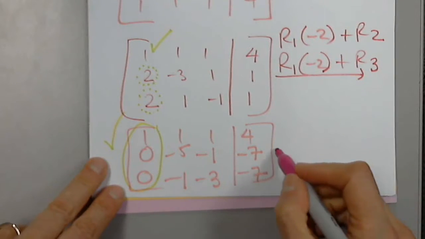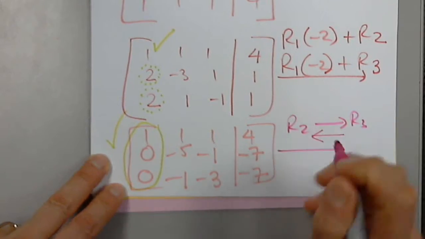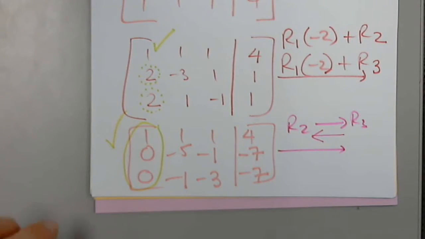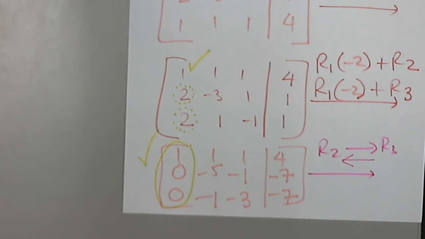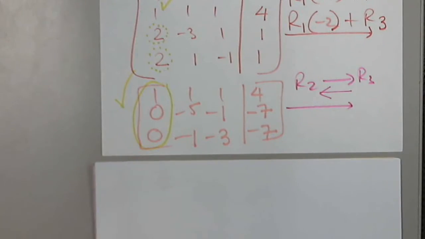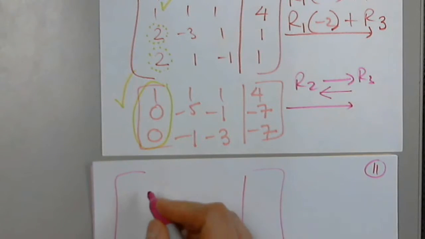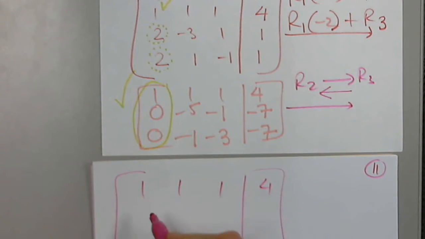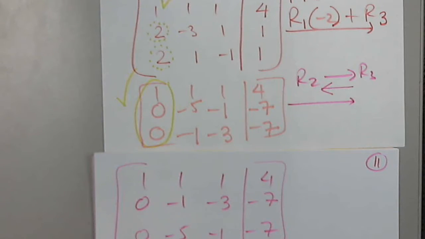So first I'm going to say row 2 becomes row 3 and row 3 becomes row 2. Therefore, I will copy the top. 1, 1, 1, 4. 0, negative 1, negative 3, negative 7. 0, negative 5, negative 1, negative 7. So this column is done.